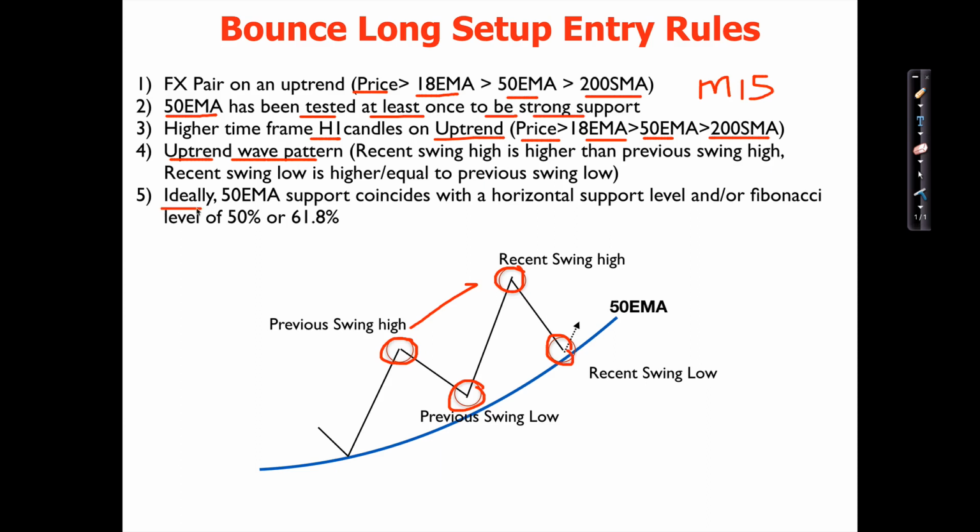Now, ideally, if the 50 moving average support coincides with a horizontal support level or Fibonacci level, that would be a bonus. So 0.5 is not a must to have. It's good to have, but it's not a must. If you have that, that's just a bonus. Where you find that A to B to C, this happens to be a Fibonacci level, either the 50% or the 61% Fibonacci level. Again, it is not an essential criterion. There are times I'll take bounce setups even if it is not a Fibonacci level.